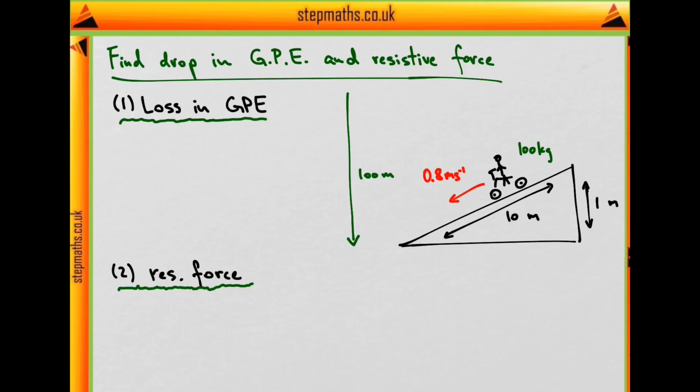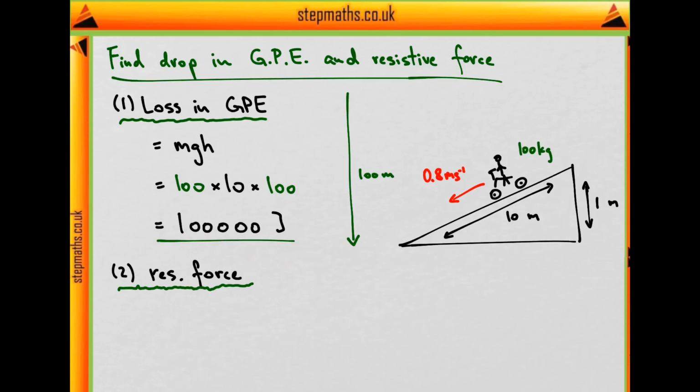So we are going to split this question into two parts. And as we know, the gravitational potential energy is defined as the product mgh, where m is the mass, and h is the drop by 100 meters. And plugging in the numbers, 100 kilos and 100 meters, we get 100,000 joules.